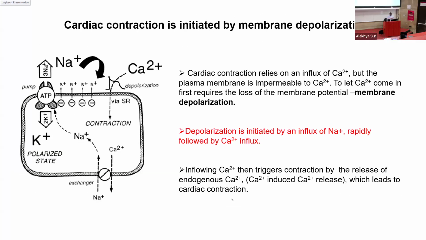Okay, so once the action potential develops, the electrical stimuli occurs from the SA node to the AV node to the cardiac myocytes. The cardiac myocyte will undergo membrane depolarization. This membrane depolarization will activate the calcium channel. So then the calcium will enter into the cell, then it will stimulate the muscle contraction.